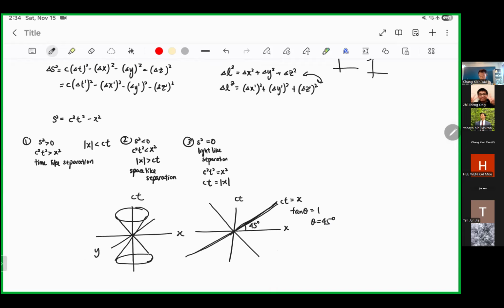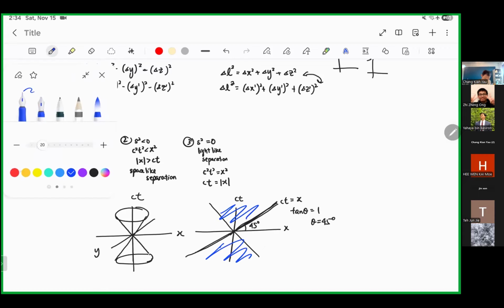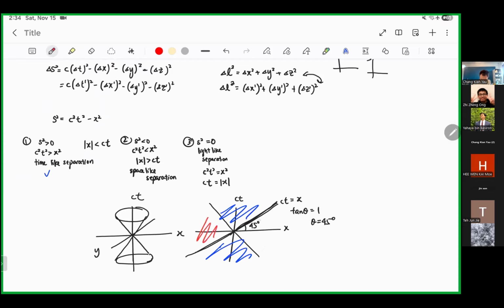Things cannot move faster than the speed of light. So technically, any object that has mass cannot travel in this region here and this region here. That's not possible. The only regions that they can travel are here and here. Maybe I should color code it. This is travelable, and then this is non-travelable.